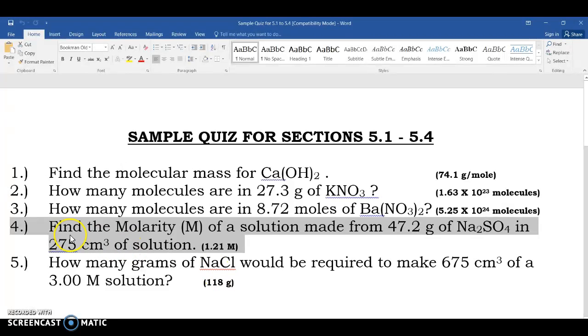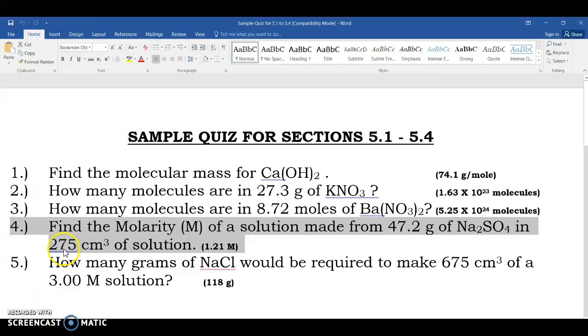Let me read it to you. It says, find the molarity of a solution made from 47.2 grams of sodium sulfate in 275 cubic centimeters of solution. So this molarity is a concentration. It's a way of determining how much of a solute is in solution.